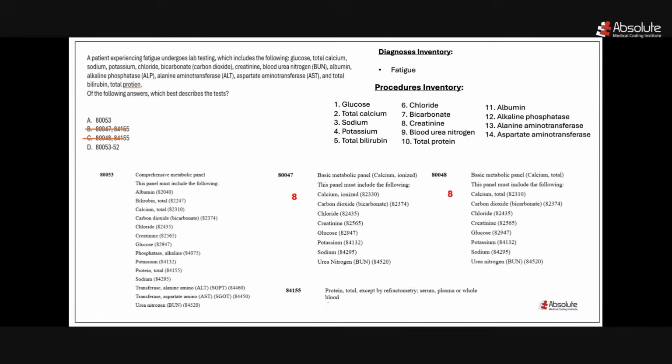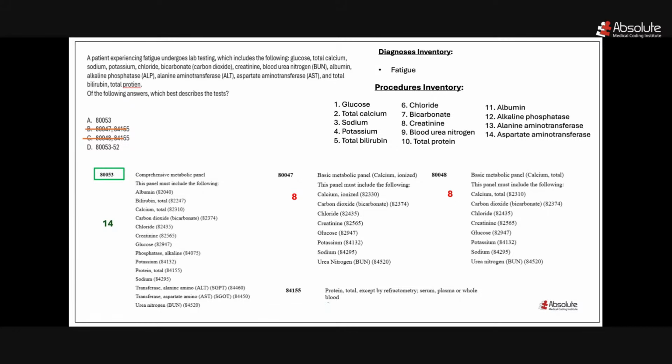Yes, option B and option C both are incorrect. Now we are left with option A and option D. Both are coding for 80053. And once again, I have marked the number of tests in the comprehensive metabolic panel, and that was 14. So the numbers are matching exactly.